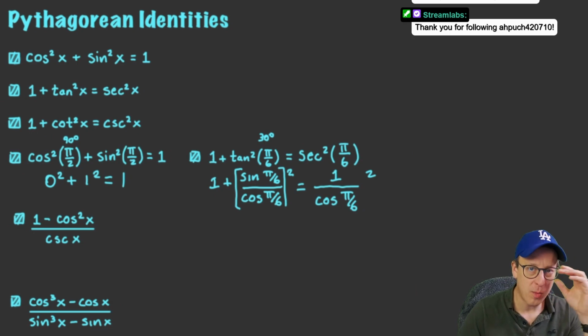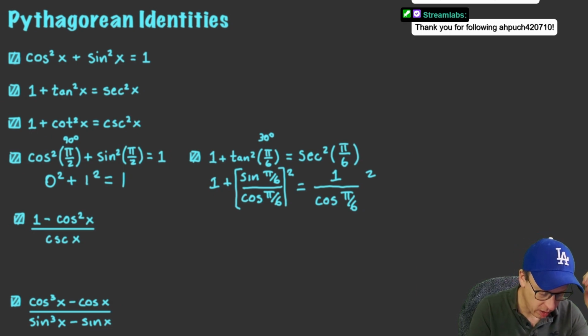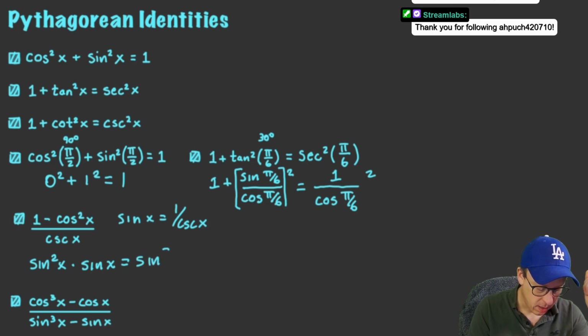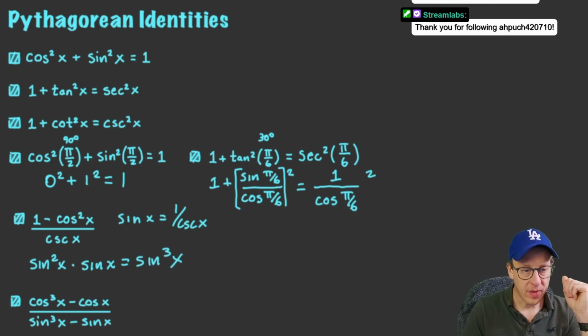To solve this problem, we're going to use the reciprocal function, and that just says the sine. Let's write that nice. Sine of x is going to be equal to 1 over cosecant x. So this means we can say sine squared x times sine x. And of course, this is going to simplify down to this guy right here.